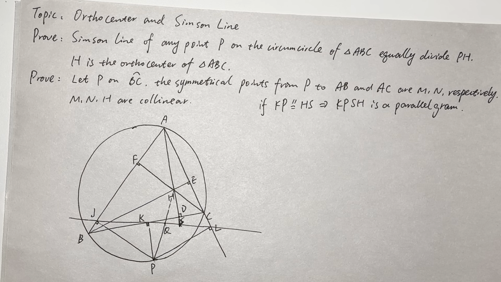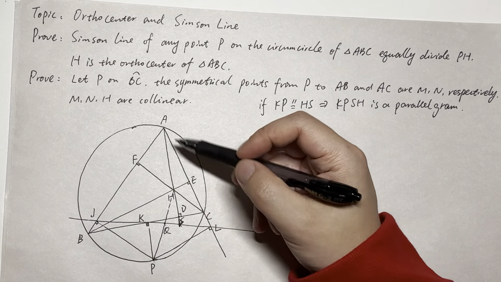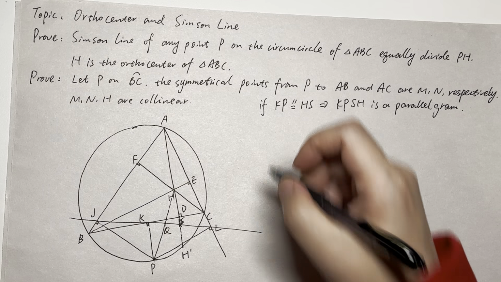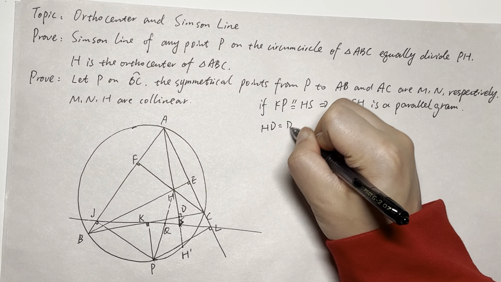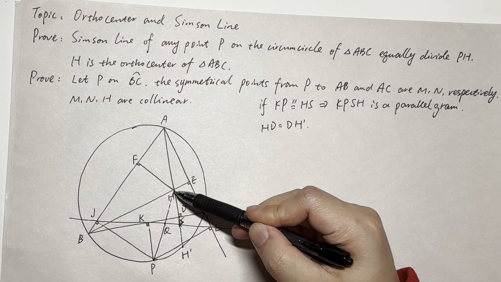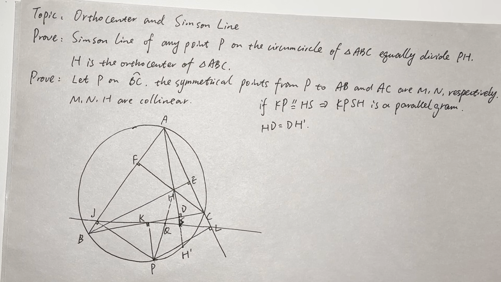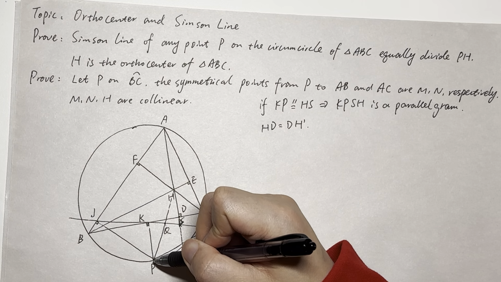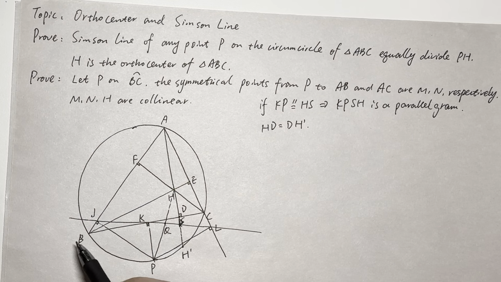So the way I think of is to extend AD, right? And intersect the circumcircle at a point, let's call it H prime. We already know that HD equals DH prime, right? HD equals DH prime. So we find something equal here. And now we find the symmetrical point from P to BC.